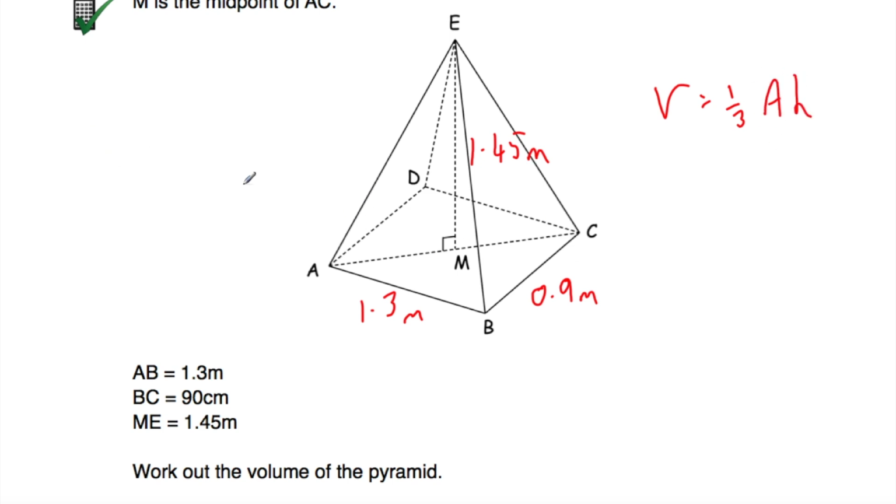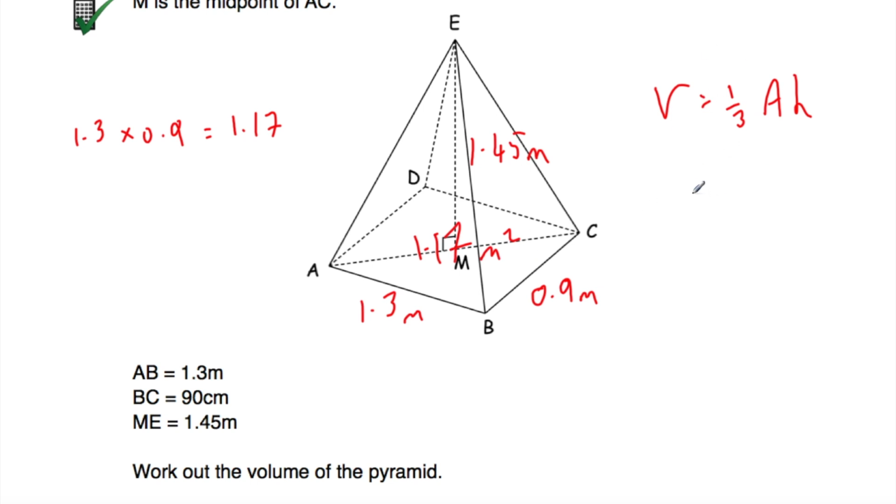The area of the base is a rectangle, so we're going to do 1.3 multiplied by 0.9. And if we do 1.3 multiplied by 0.9, that's equal to 1.17. So the area of this base is 1.17 meters squared, or 1.17 square meters.